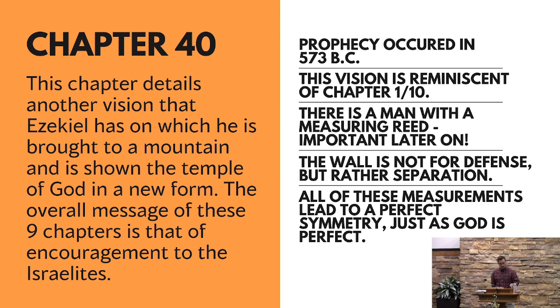This prophecy is the second to last one. It occurs in April of 573 BC. The last prophecy, which we already talked about a couple of weeks ago, was from Egypt. It occurred in 571 BC. And so this one is getting towards the end of their captivity.